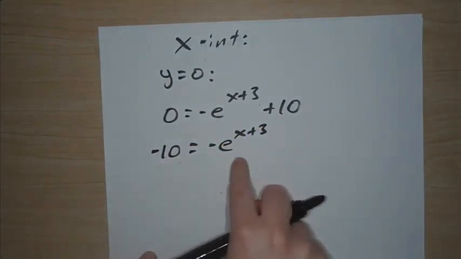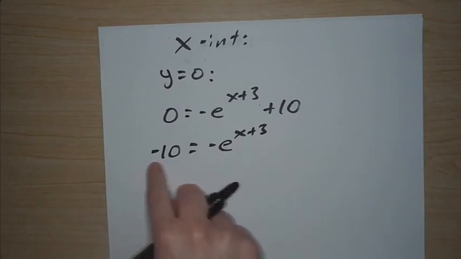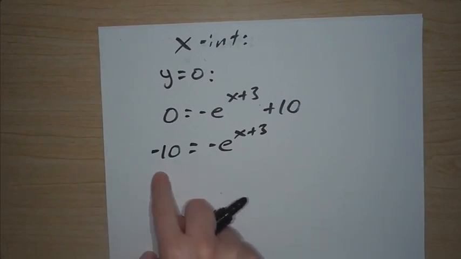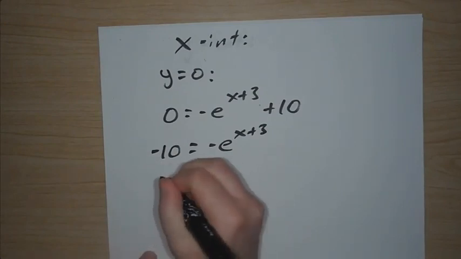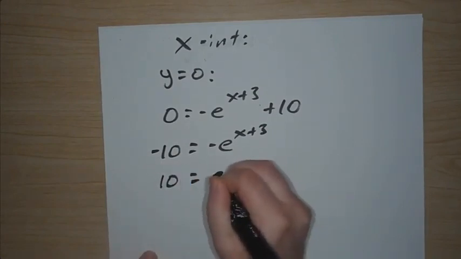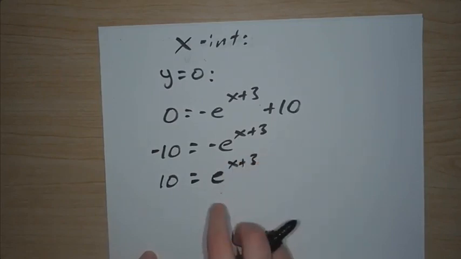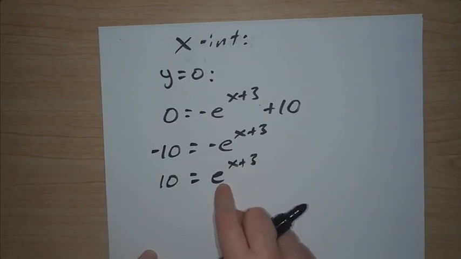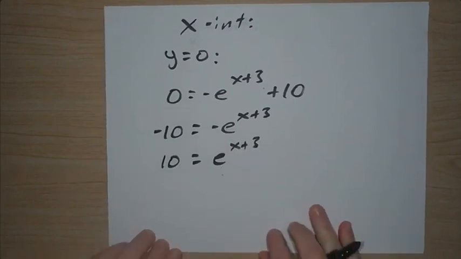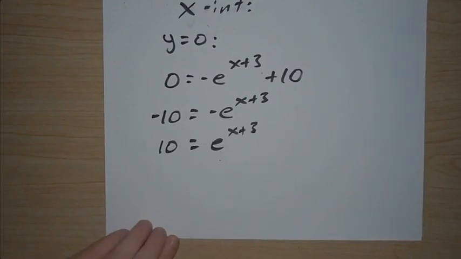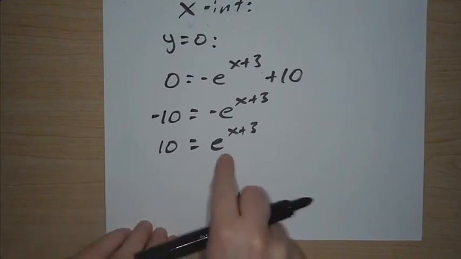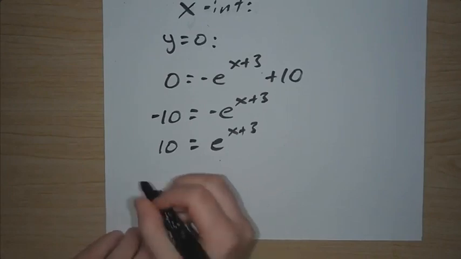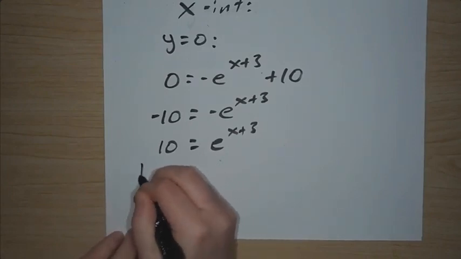Then we're going to get rid of this negative on both sides by either multiplying each side by negative 1 or dividing by negative 1. When we do that, each side will come out positive. And now we need to get this x plus 3 down from this exponent. The way we'll do that is we'll take the natural log on both sides. The reason we take the natural log is because the natural log has a base of e, and so in certain terms it'll cancel out.